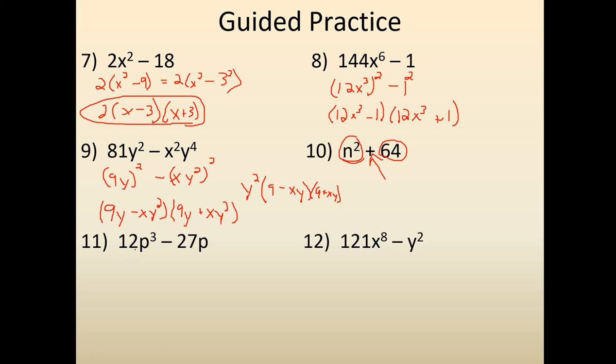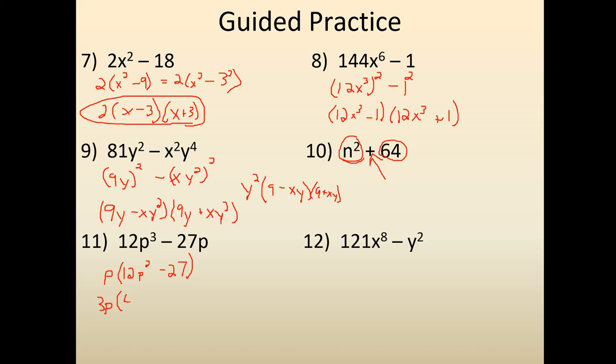So we have 12p cubed minus 27p. At first it may not seem like we have anything. Well, one thing I could do is, since I have a p in this term and a p in this term, I can pull it out to get 12p squared minus 27. As far as the variables are concerned, now I have perfect squares, but 12 and 27 aren't perfect squares. So I can think about what common factor they have. I know they both are divisible by 3, so I'm going to also pull out a 3.